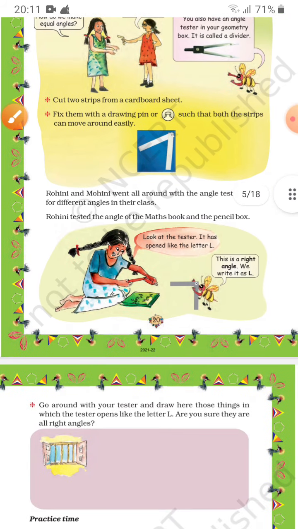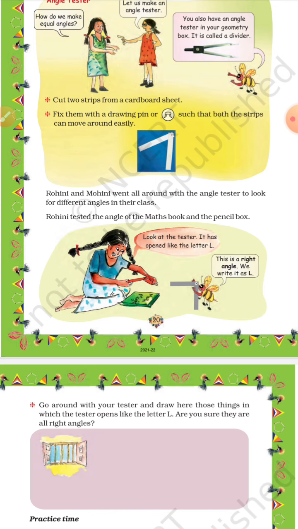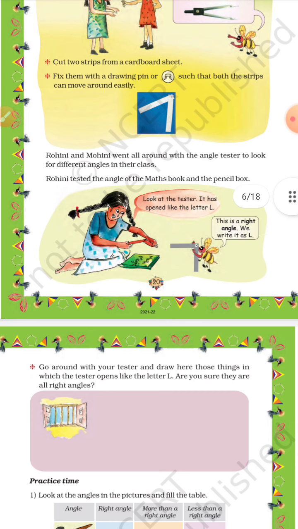Now Rohini and Mohini, the twin sisters, went all round with the tester, that is the angle tester, to look for different angles in their class. Rohini tested the angles of the maths book and the pencil box. If you see this angle tester she has made, it looks like the letter L. So it is a right angle, as we write it as L.